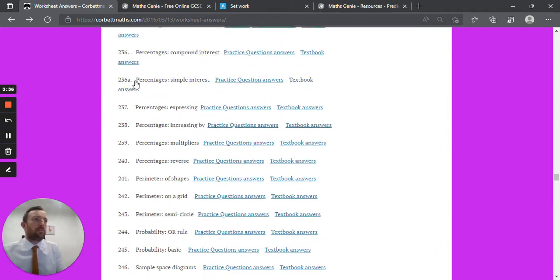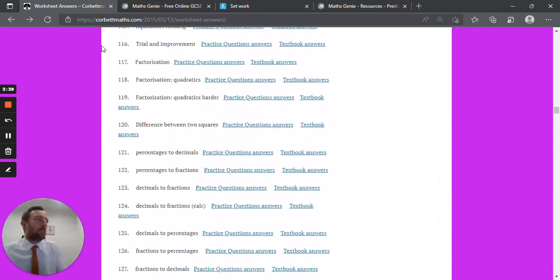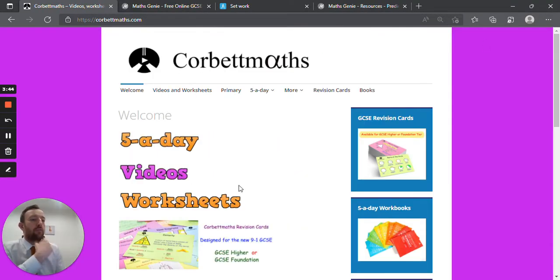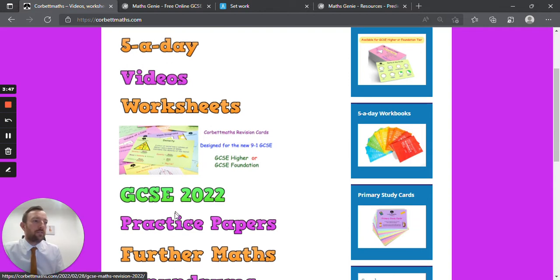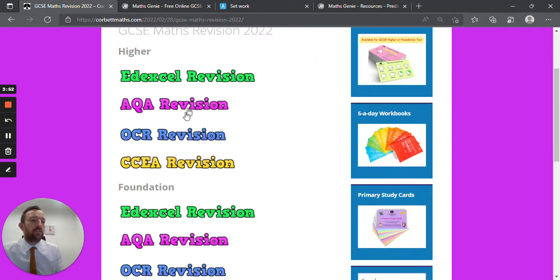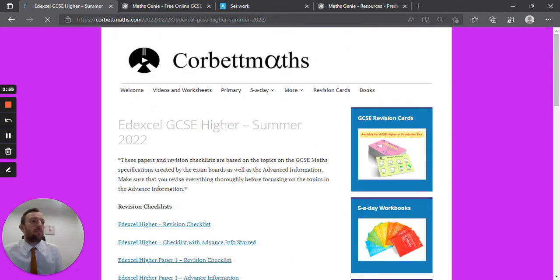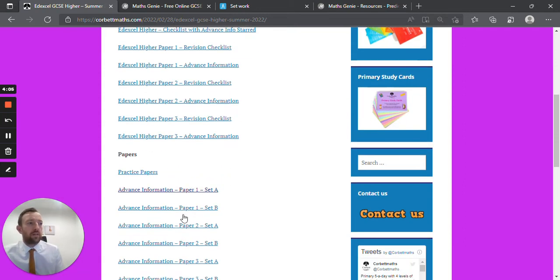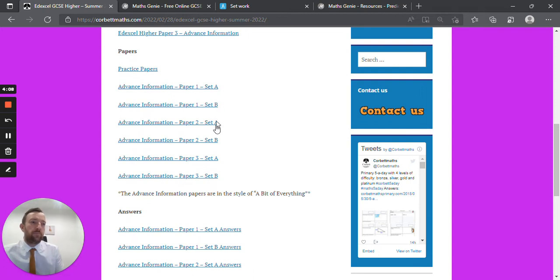So just to go back to the top again. Under Corbett Maths, as I said, go down to GCSE 2022. Click on the revision, whether it's higher or foundation, depending upon your son or daughter's tier of entry. As I've said before, you've got paper 1's advanced topics, paper 2's advanced topics, paper 3's advanced topics. And what there also is on this website is they put together a couple of sets of papers based on those topics, that information that we know about the topics that are coming up in the summer.